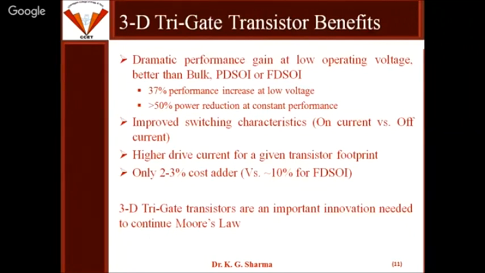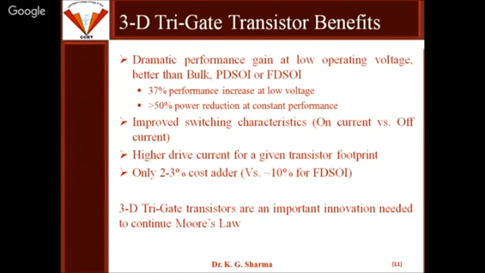What are the benefits of 3D Tri-Gate transistors? Dramatic performance gain at low operating voltage, better than bulk, partially depleted SOI or fully depleted SOI. A 37% performance increase at low voltage, and more than 50% power reduction at constant performance. Improved switching characteristic, it means the on current versus off current ratio is maintained, which was there in the long channel MOSFET, but was not there in the short channel planar MOSFET. Higher drive current for a given transistor footprint, and only a 2 to 3% cost adder versus 10% for FDSOI.